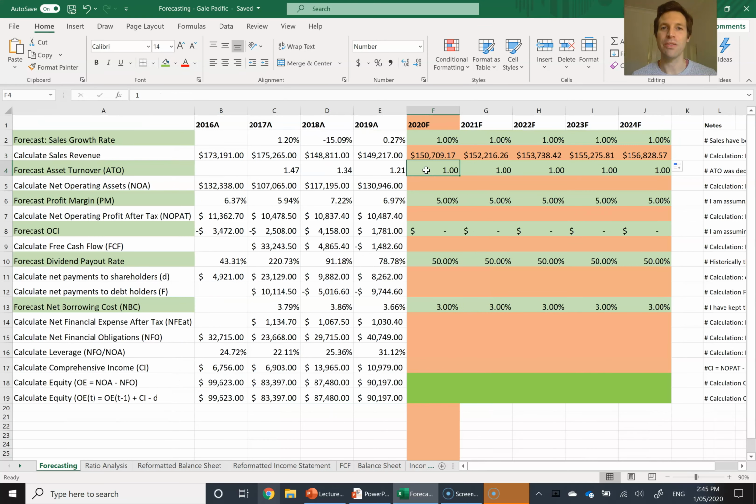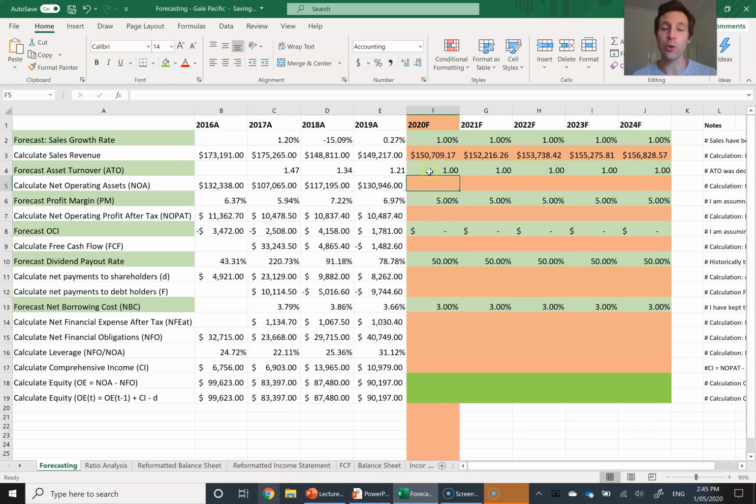The next item I have to forecast is my asset turnover ratio. I've got my historic asset turnover ratio for the last few years, and I'm going to forecast that it decreases to 1. Now remember, each year could be different. I could say it's going to be bad this year and then start to get a little bit better next year. We can make different forecasts for each year, but just to keep things simple at the moment, I'm using the same number for each year.